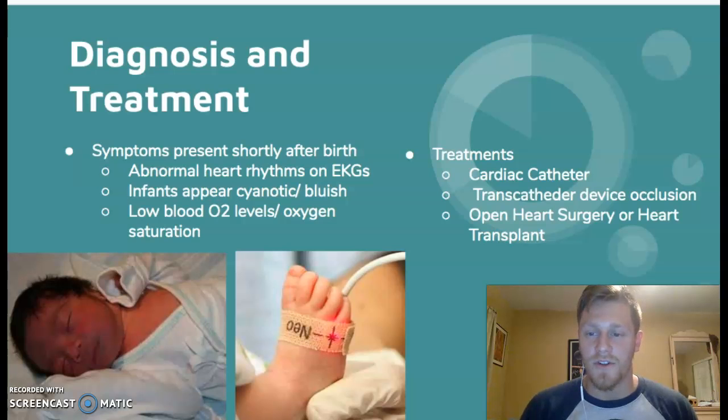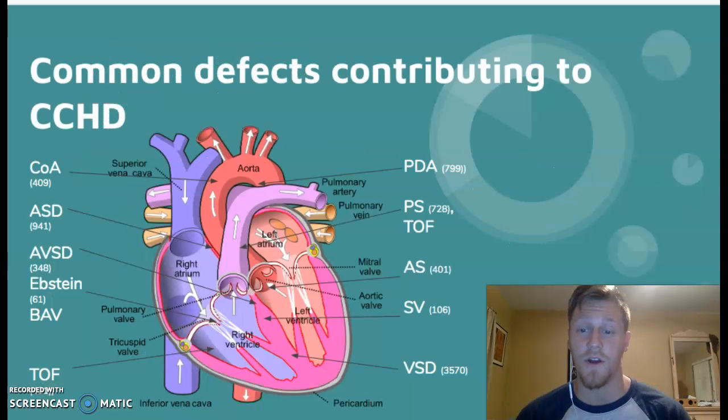And then open heart surgery or heart transplants, that's kind of like the last resort, but it's required in about 500 to 600 babies each year worldwide. So here's a quick overview of some of the most common defects seen.